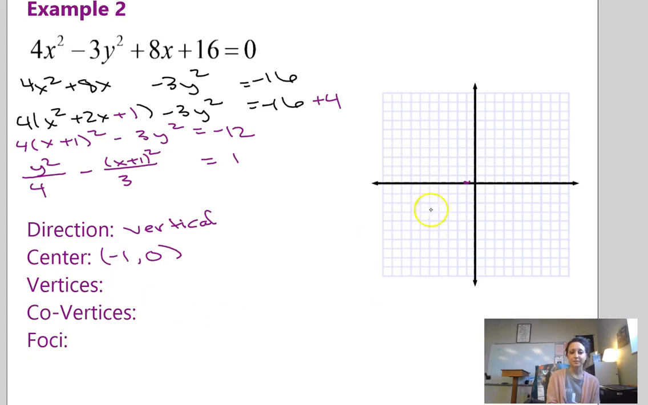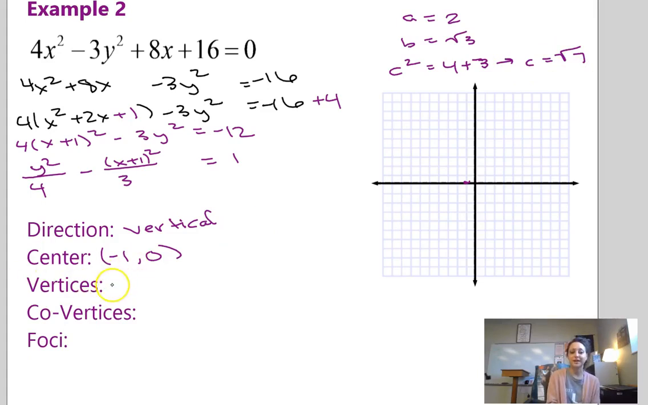All right, my vertices. Well, let's, again, always list your A, B, and C before you go vertices, co-vertices, and foci. So A, remember, it's the first one, but this is a squared. So A is actually square root of 4, so A is 2. B is going to be just the square root of 3, so that's irrational. And then remember, C squared is A squared plus B squared. So 4 plus 3, right? So C is actually going to be square root of 7, okay?